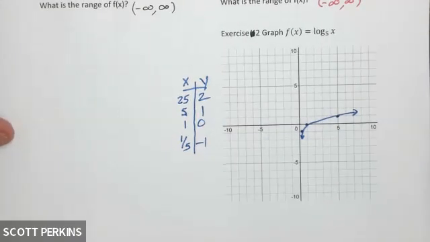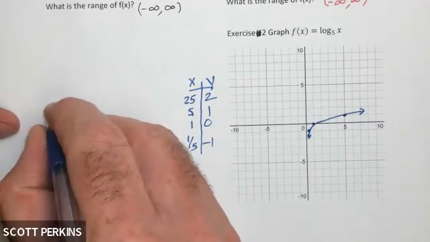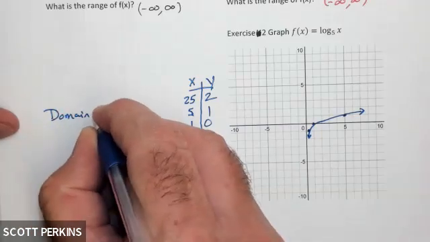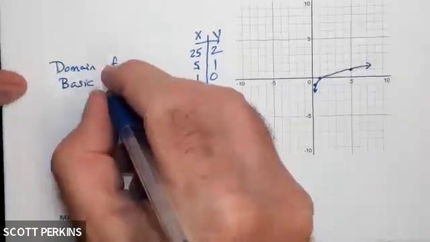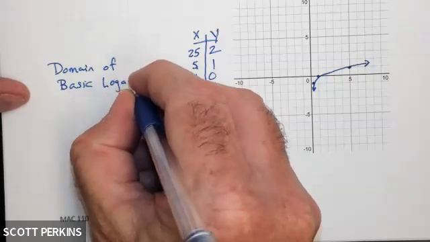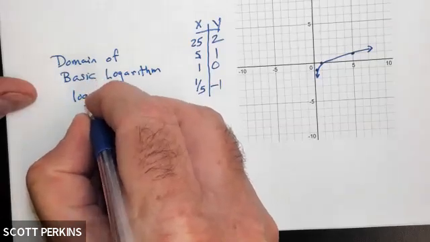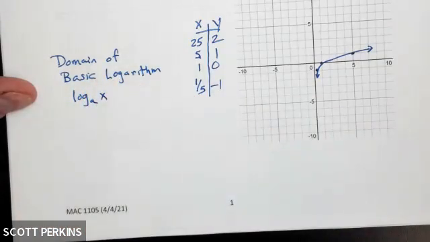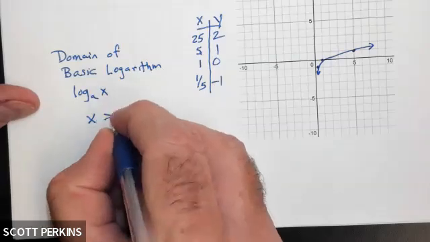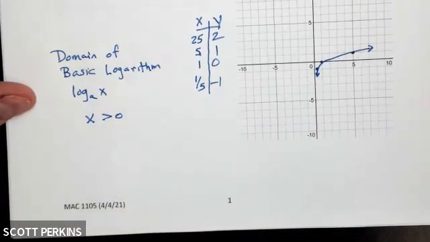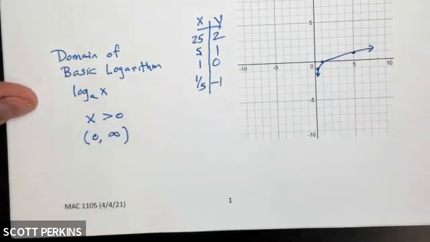So one thing that I'd like you to see on each of these is the domain of my basic graph. If I have log of any base a of x, the domain of that is going to be my x's are going to be greater than 0. You can see that in each of the 3 graphs that we've just done. So in other words, that's 0 to infinity.